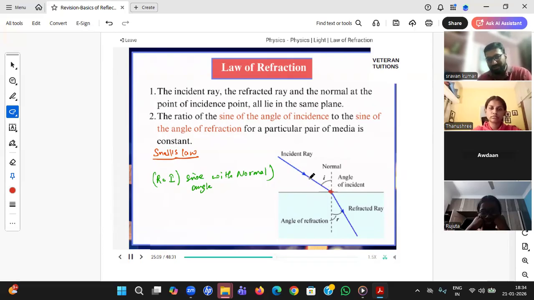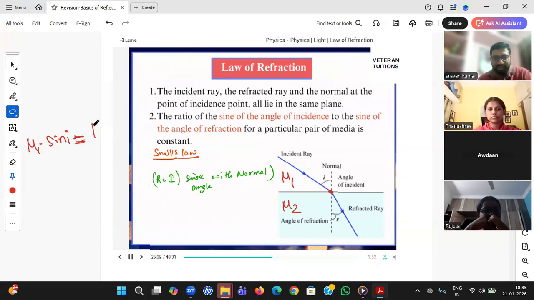If the light is coming from this medium to this medium, I am assuming this is mu1 and this is mu2. What Snell's law says is: mu1, the refractive index, into the sine of the angle of incidence, sine I, is equal to, now I have finished the upper medium, now the lower medium.